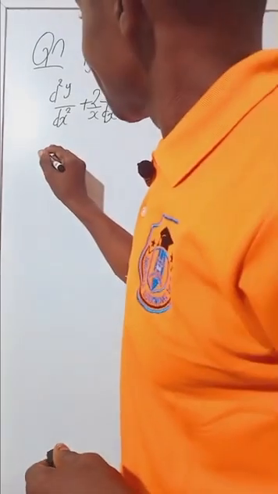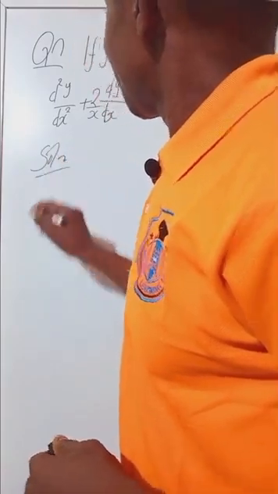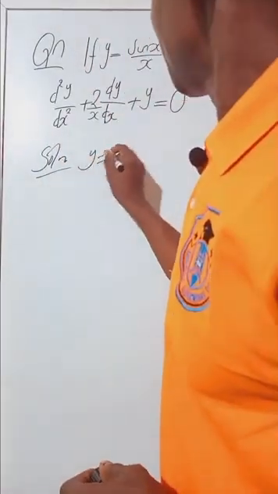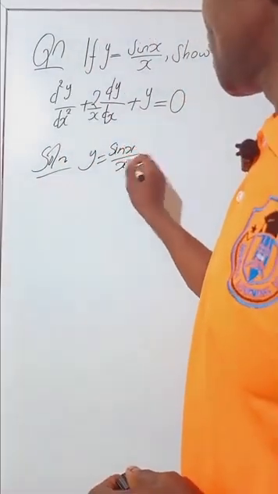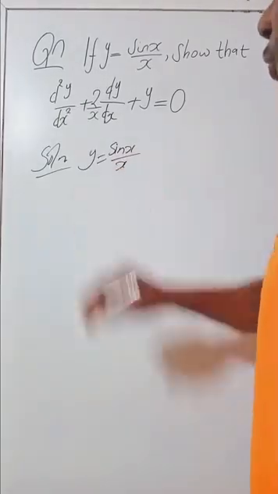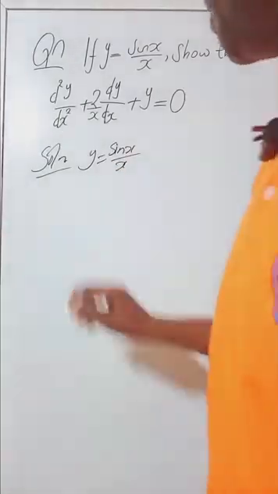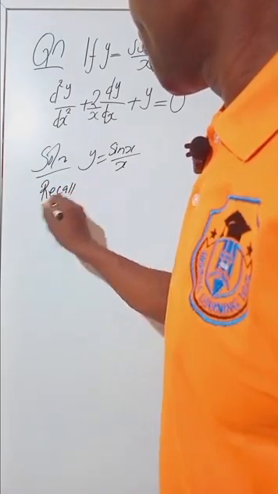Here's the solution. We have been given y is equal to sine of x divided by x. Some sort of quotient rule is supposed to be applied here. Let's recall the concept of quotient rule.